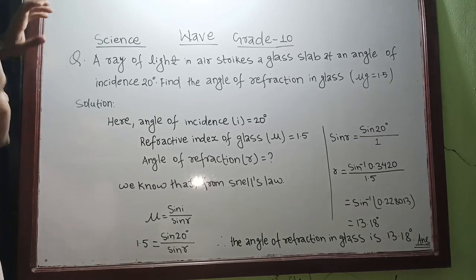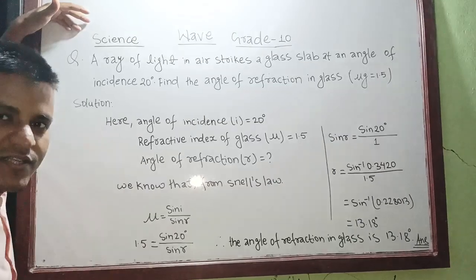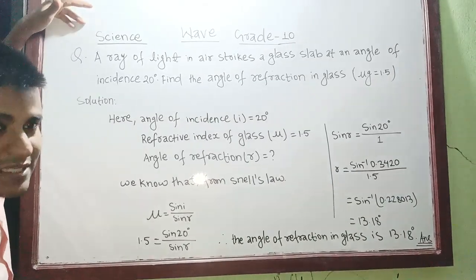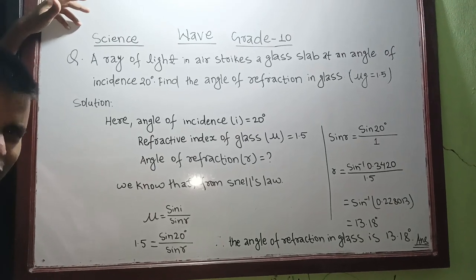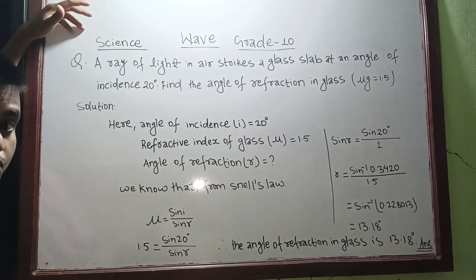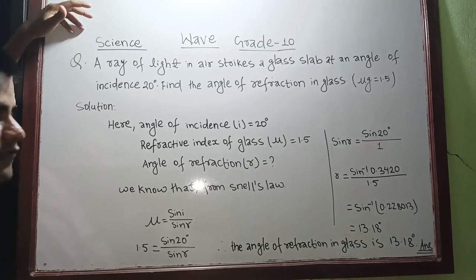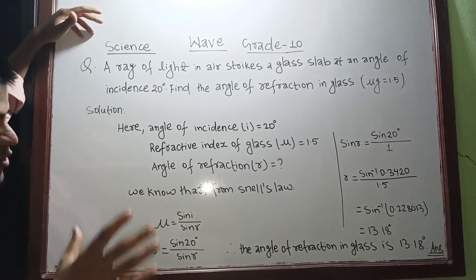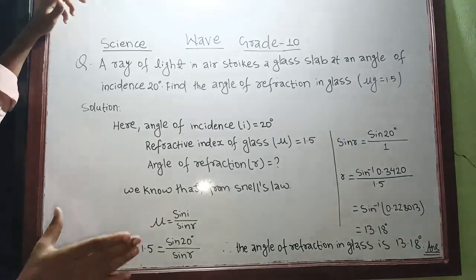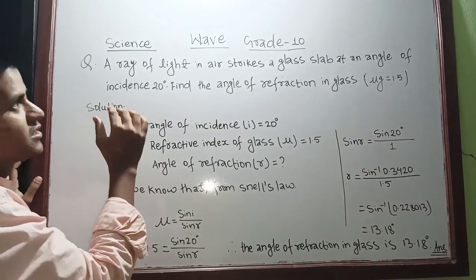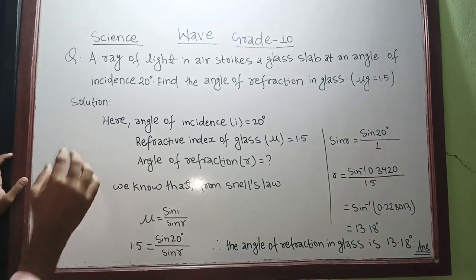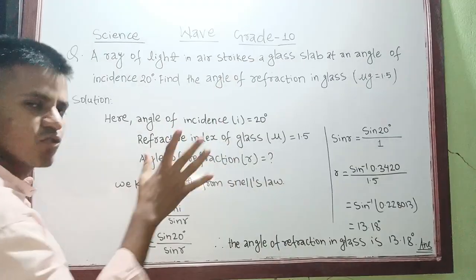Today this numerical is basically from light. If you pay a little bit of attention, because this chapter is too easy, even a little attention is more than enough. When you start reading any question, read it properly, and the entire answer is given in the question only.